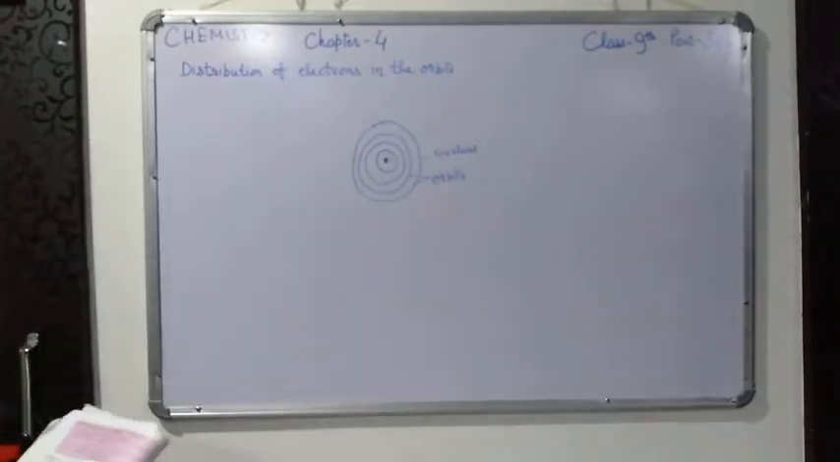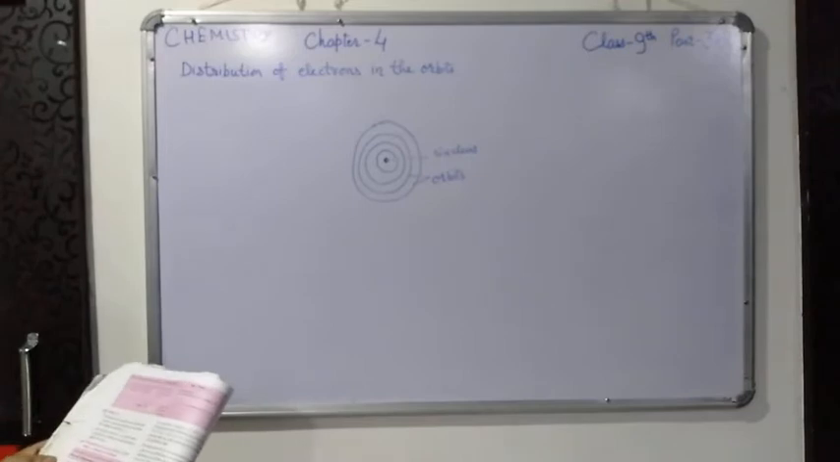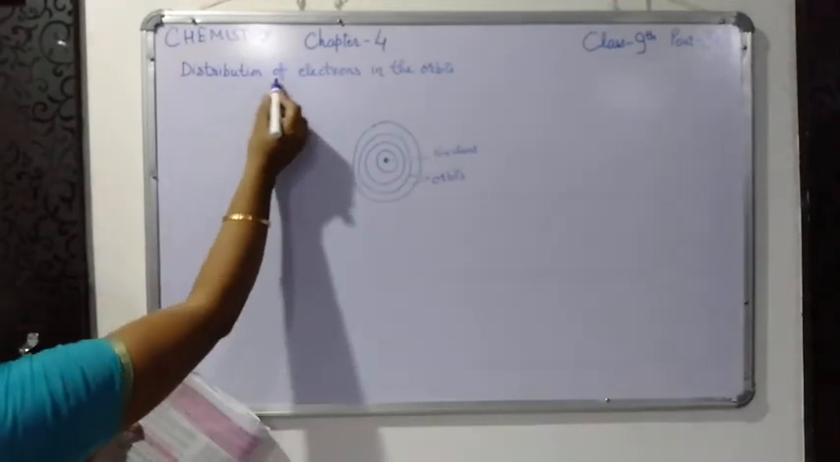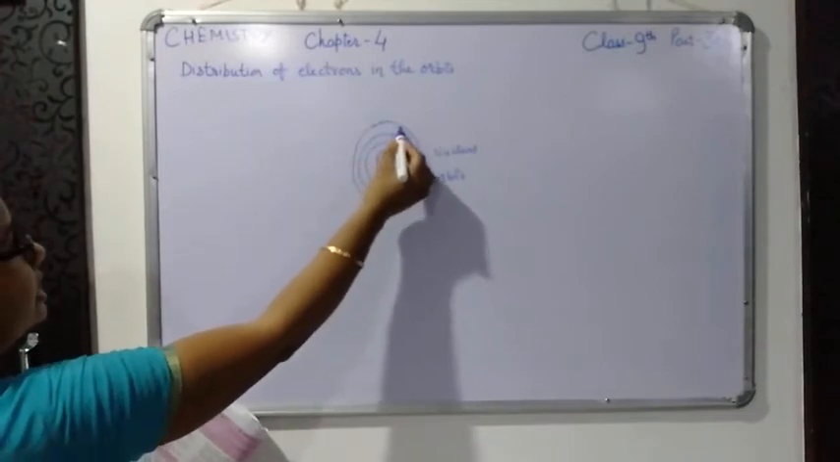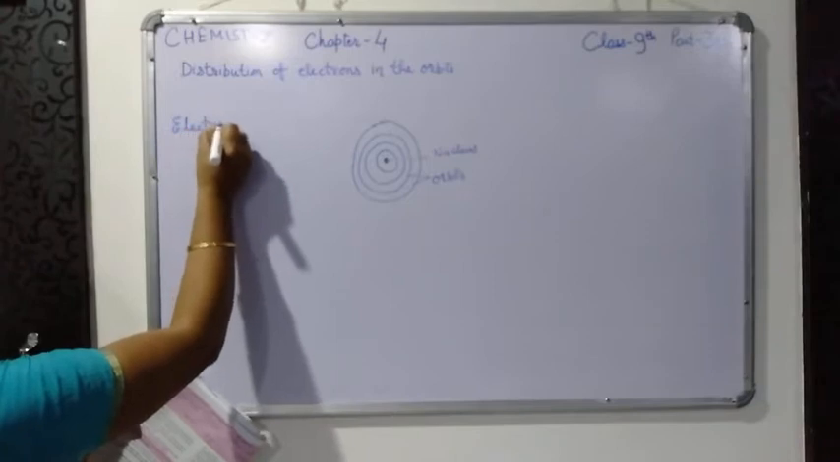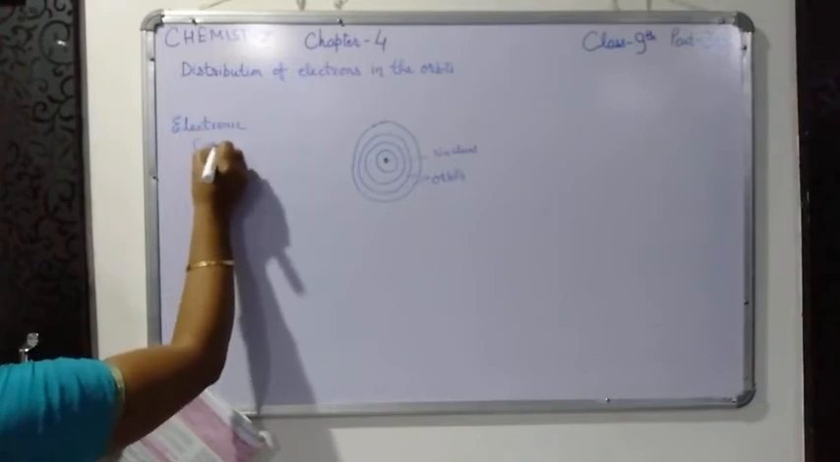Now, distribution of electrons in different shells is called electronic configuration. Distribution of electrons in different shells, this is called electronic configuration.